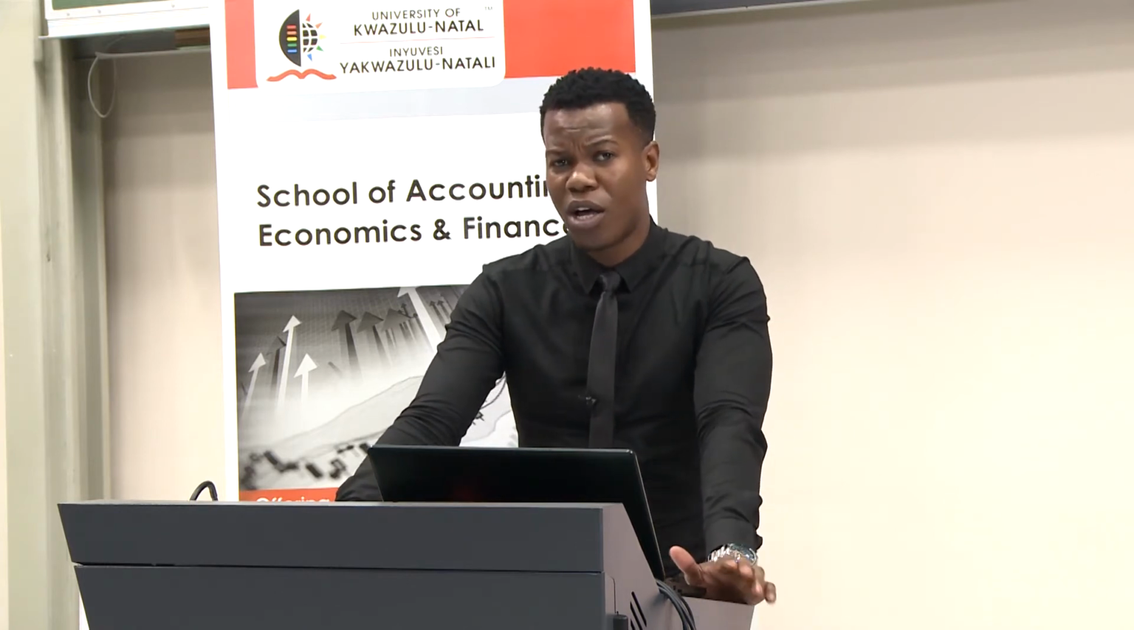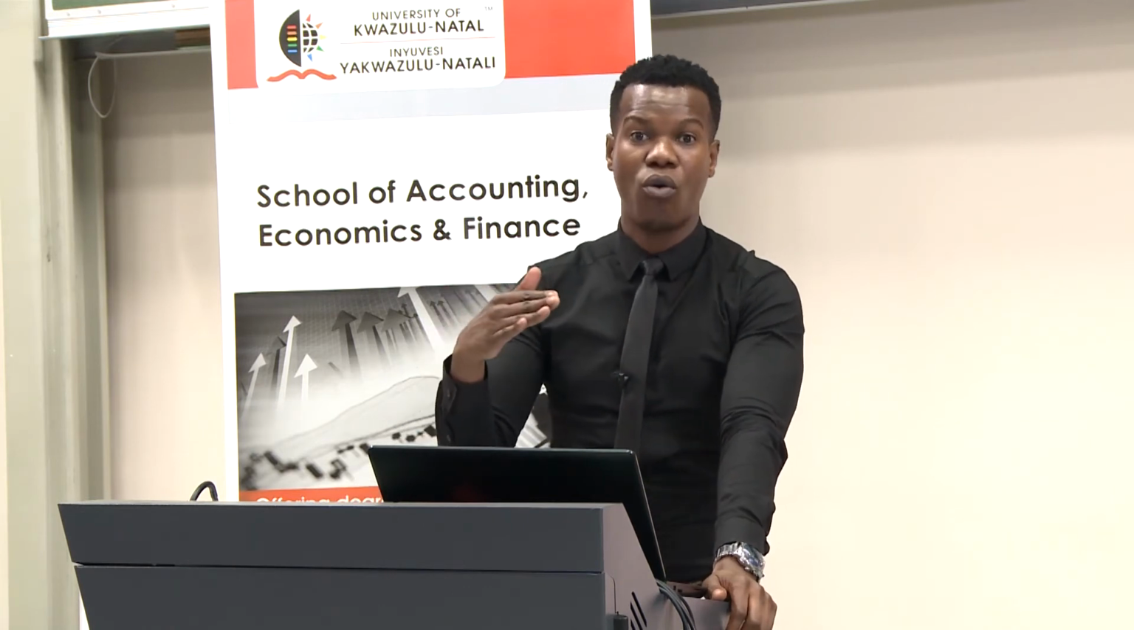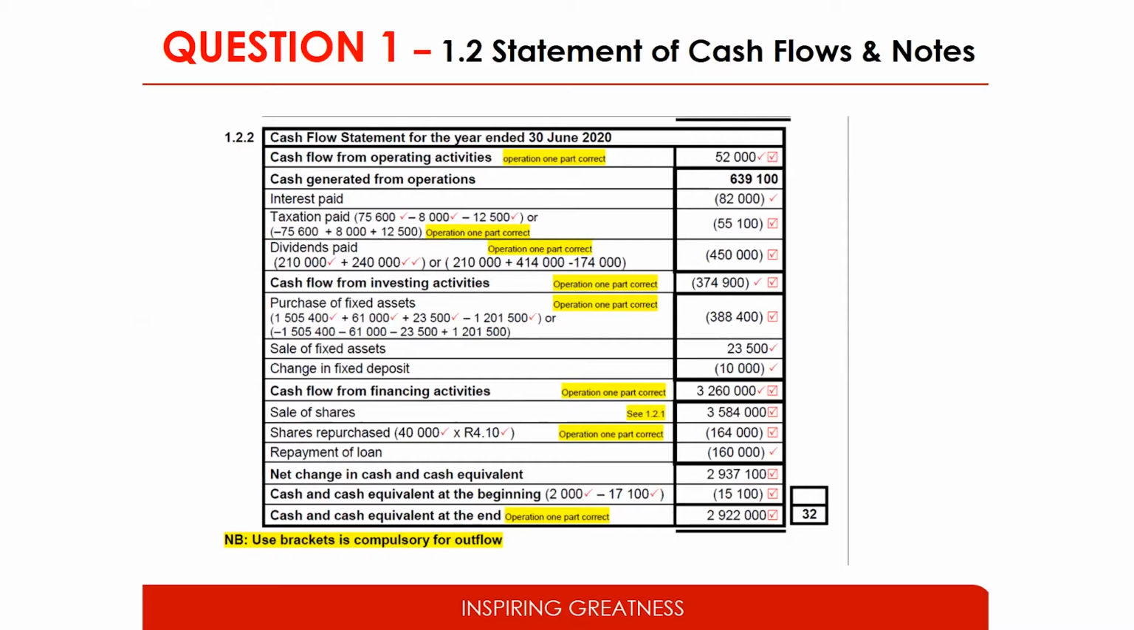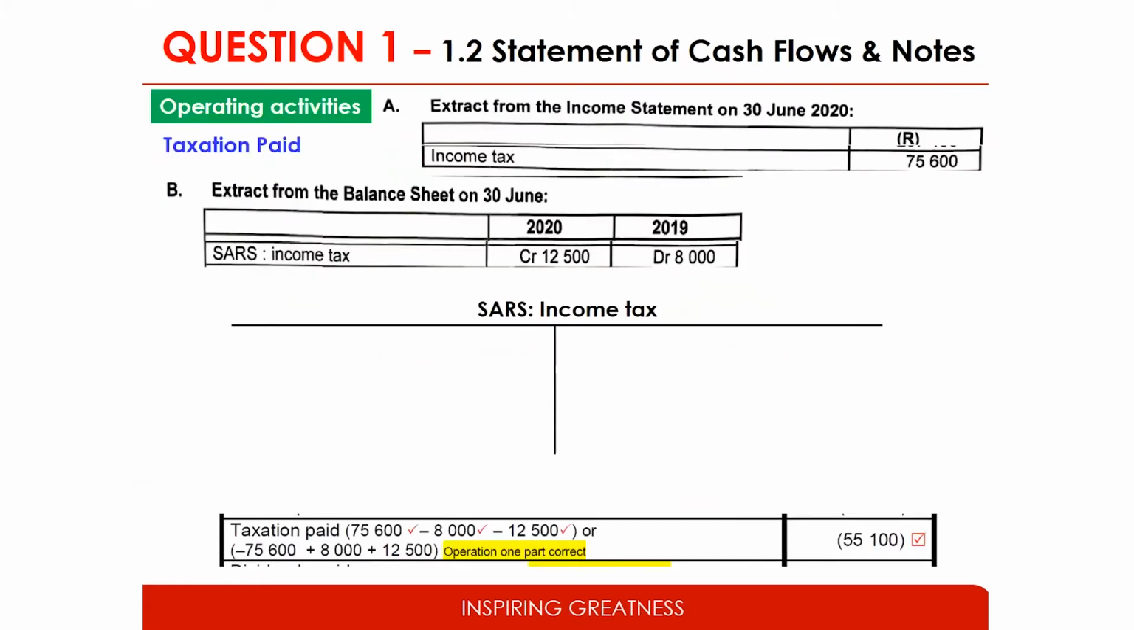Normally learners and students make a mistake where they just write in the amount. It is also equally important to indicate that this is an outflow or a negative amount and put it in a bracket. So that outflow of the interest that we've paid of 82,000, it's simple and straightforward, no calculations needed there. Then the next thing is you look at your income tax.